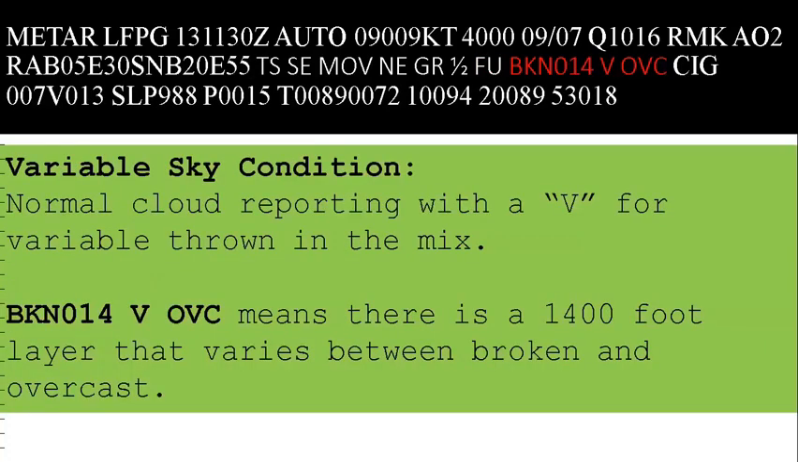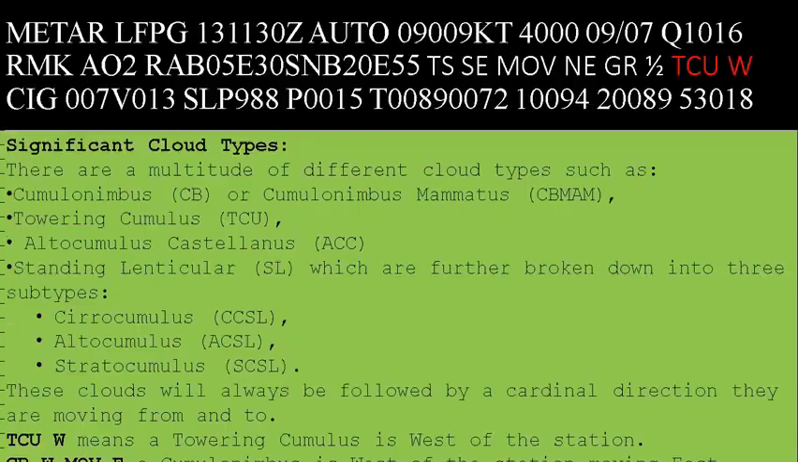Then variable sky conditions. Whenever variable is given, a V will be provided in between. Suppose two clouds are there, mixing and churning, and you cannot distinguish what is becoming what. So here we have given broken 014 variable OVC. It means that there is a 1400 foot layer that varies between broken and overcast. So it's a mixing one.